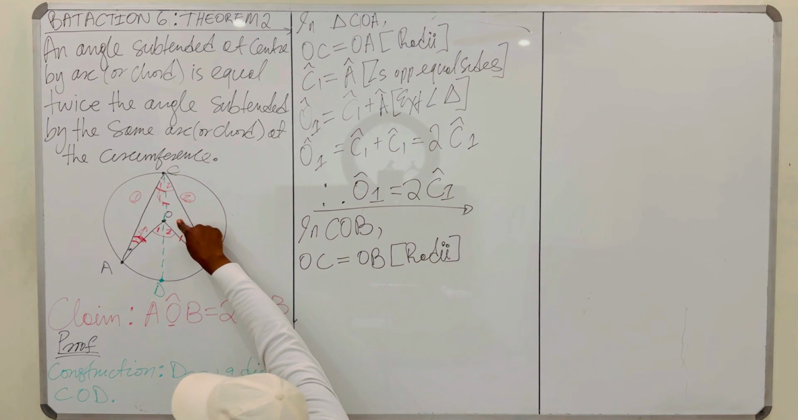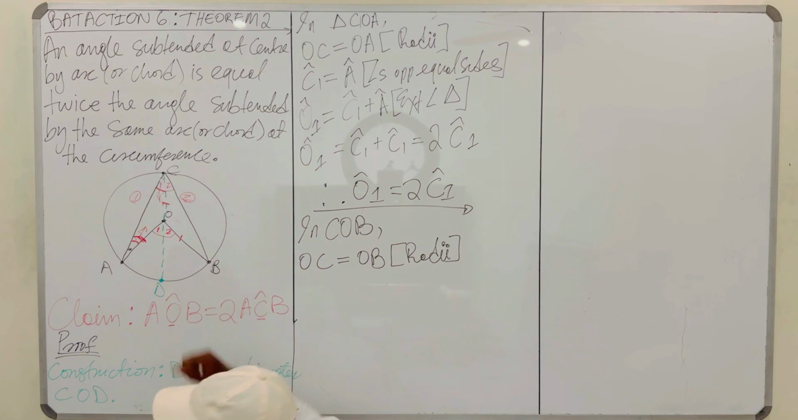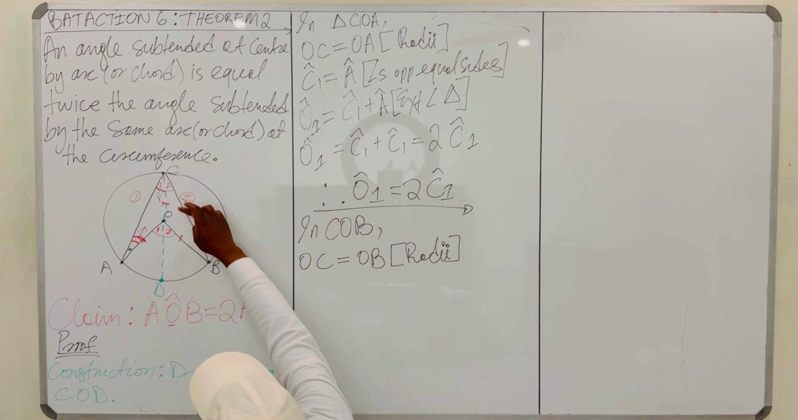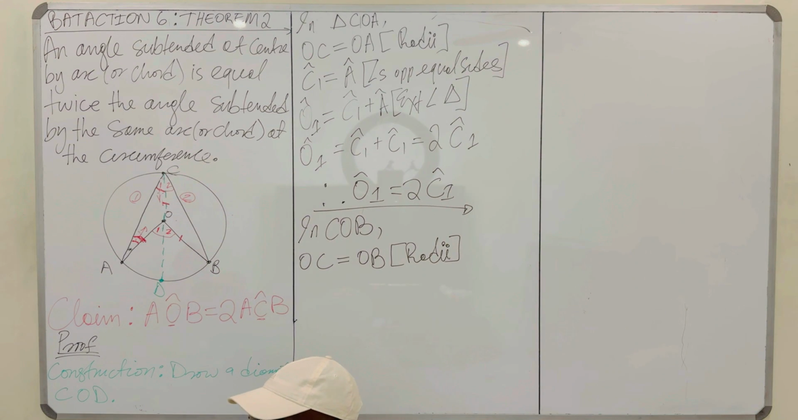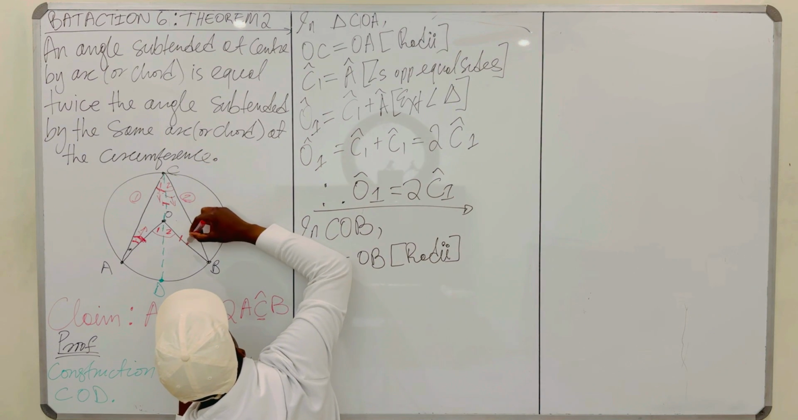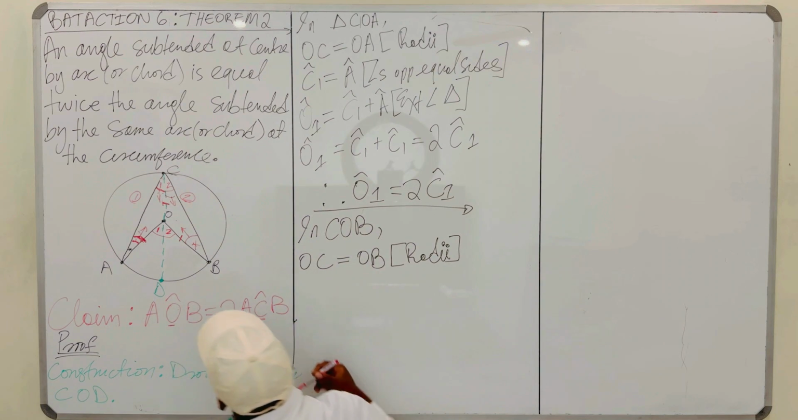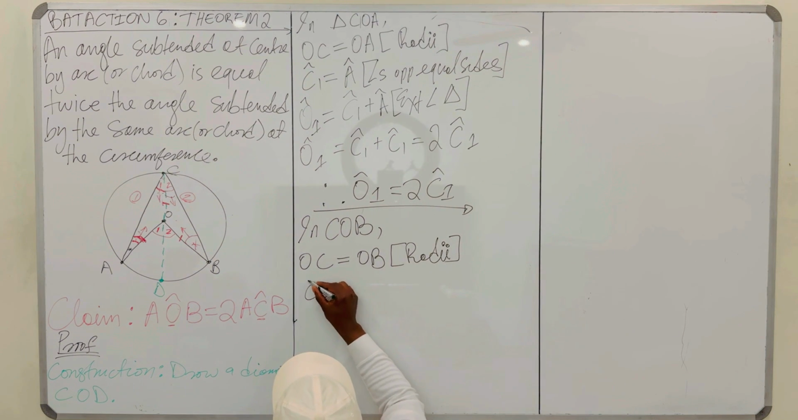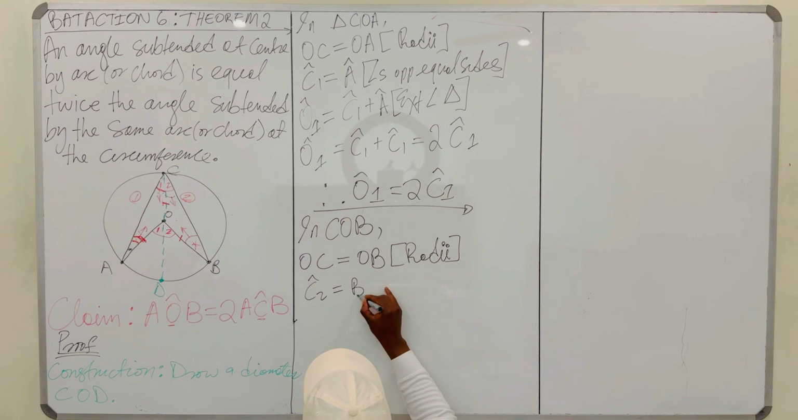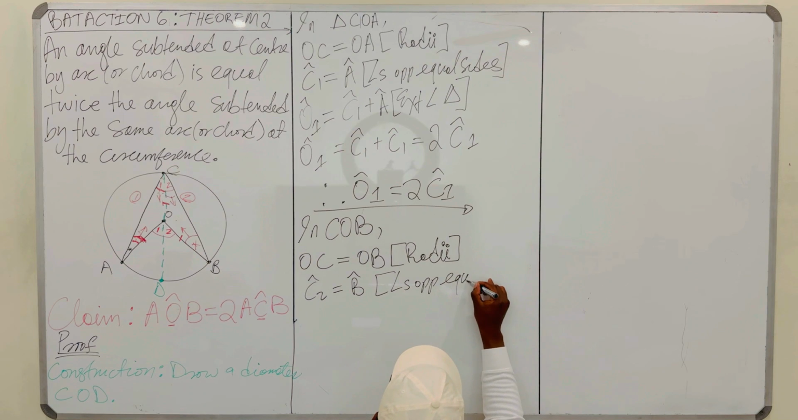So if you look at triangle 2, what kind of triangle is this? It's an isosceles triangle because these two sides are equal. What do you know about angles opposite equal sides in an isosceles triangle? They are equal. This angle here is facing this side, and this angle here is facing that side, which means these two angles are equal. So your C2 is equal to angle B. Because why? These are angles opposite equal sides.